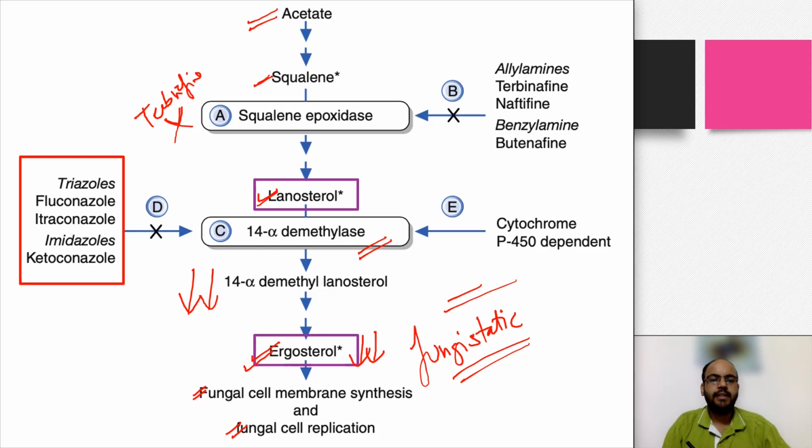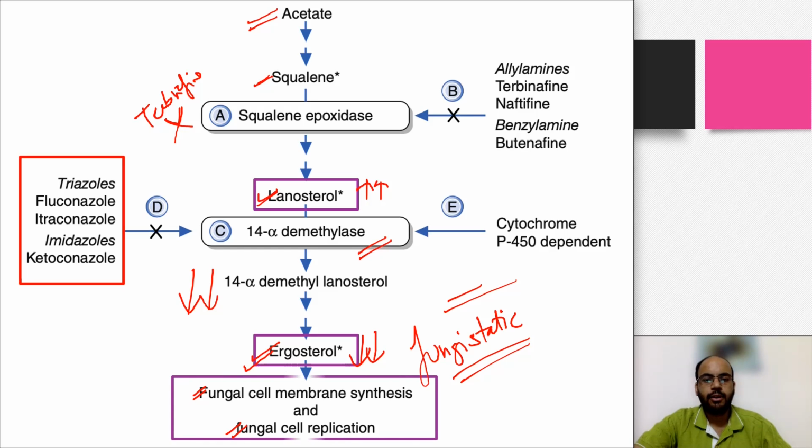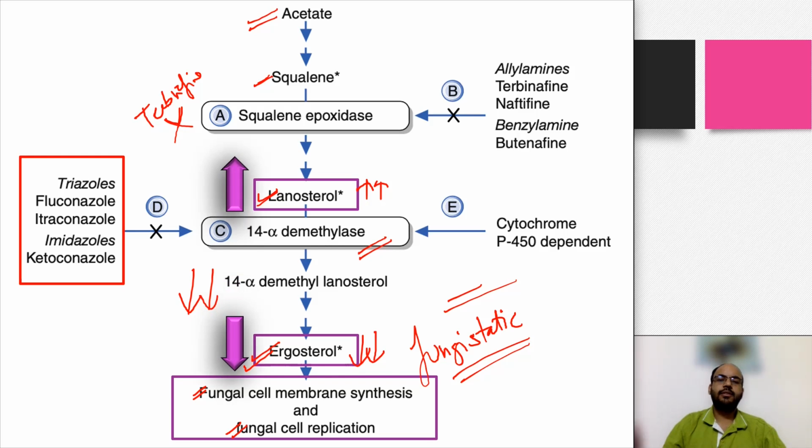And after that, there have been reports that increased lanosterol can lead to the fungicidal action of itraconazole when higher doses are used. But remember that the major action of itraconazole is fungistatic in nature, and that is because of deficiency of ergosterol. Okay, and the cell membrane is not formed. Am I clear on that? So lanosterol increases, ergosterol decreases, and because of the deficiency of an important molecule like ergosterol, the fungal element is not able to grow properly.